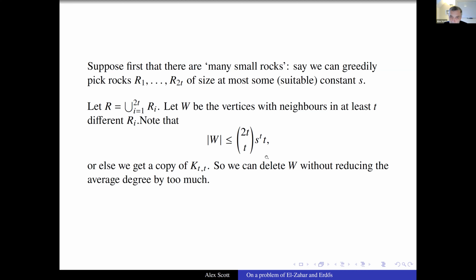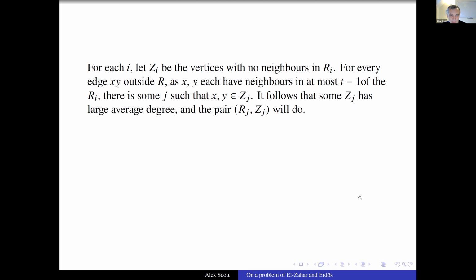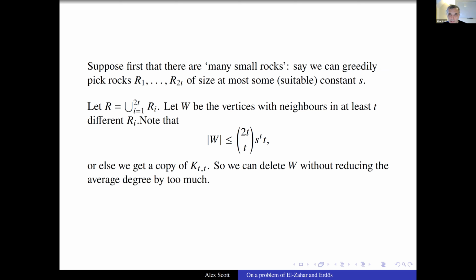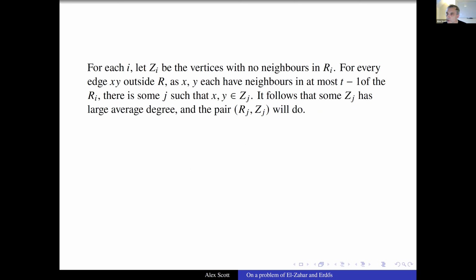Here's one way of writing the bound. You can choose T out of the 2T rocks. In each of them, you have to choose a neighbor. And you can't make the same set of choices T times, otherwise you get a KTT. So the total number of vertices in W is just some constant. So we can just delete W without reducing the average degree by too much. If you delete one vertex, it reduces the average degree by at most a constant. Now we've got our 2T rocks, and nobody outside the rocks has neighbors in more than T of them.